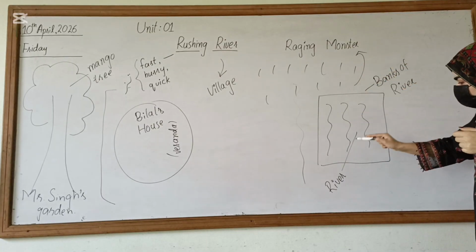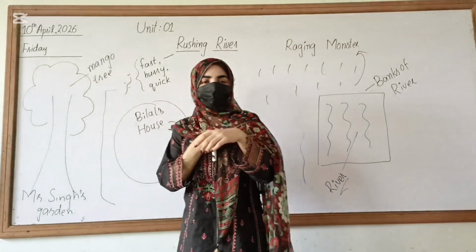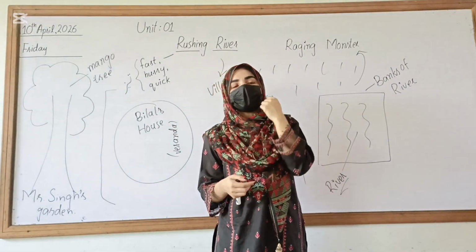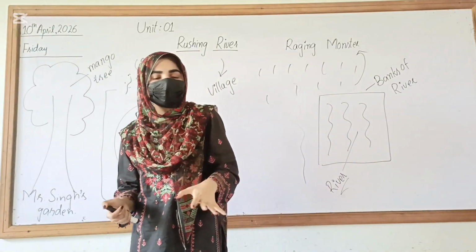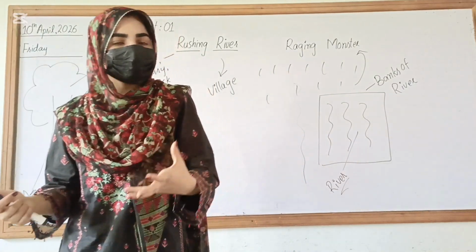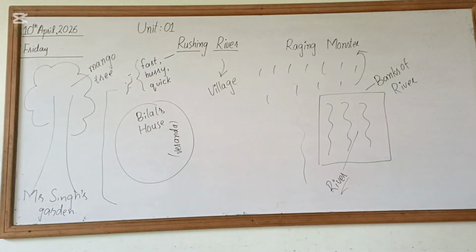These are the banks of the river and this is the river. So Bilal was asking permission from his parents to go outside because he wanted to see the river. But his parents would not allow him to go out because they were anxious that if Bilal goes outside to see the river, there are chances that he might fall into the river, because it would be very dangerous for a child like him.